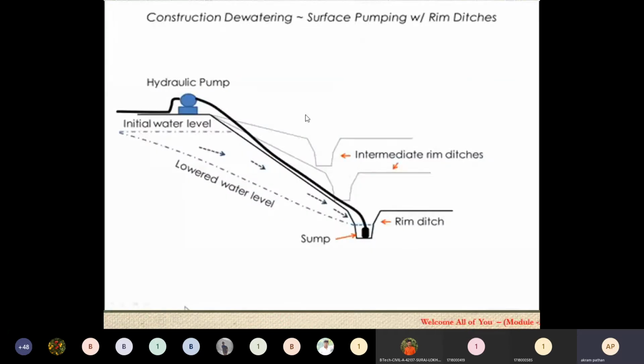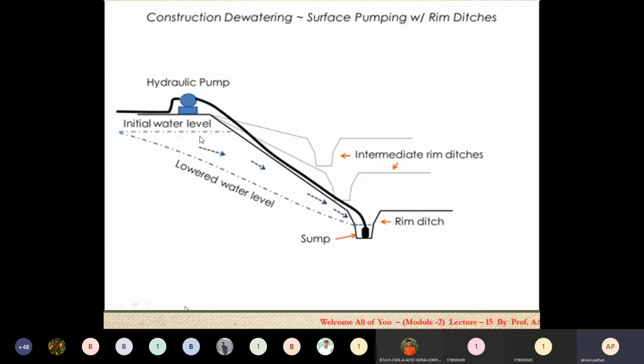Then another thing we also saw in the last lectures. In this case also, this is the sump where the maximum water will come. So we have to select such a point, and we require a hydraulic pump. The pump setup is at the ground level, and then we have to insert the suction pipe at the sump where the maximum water will come.